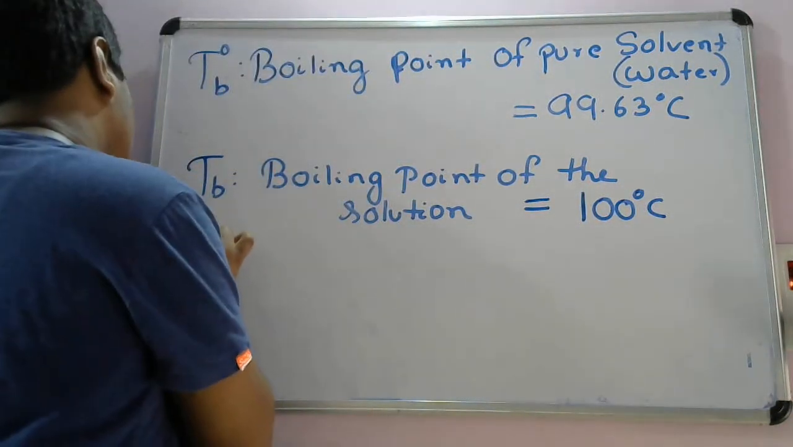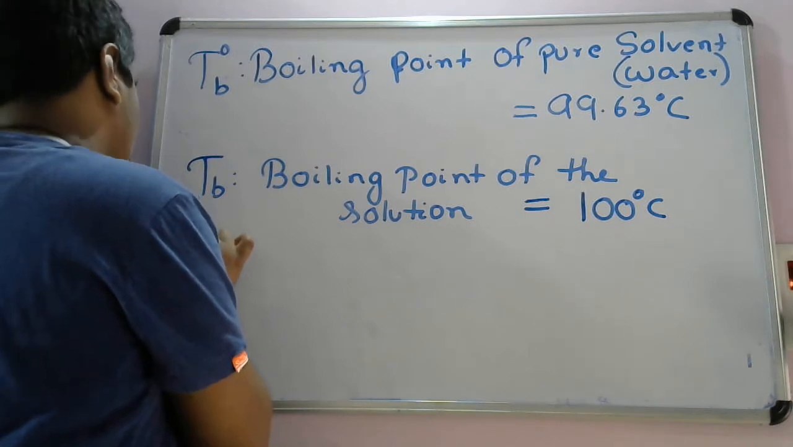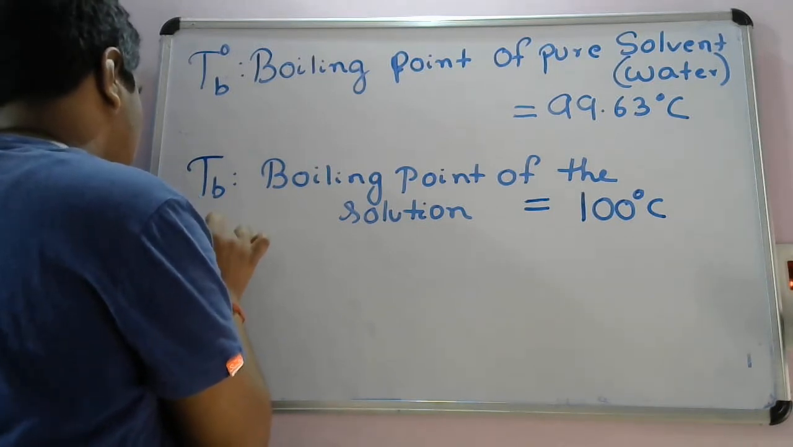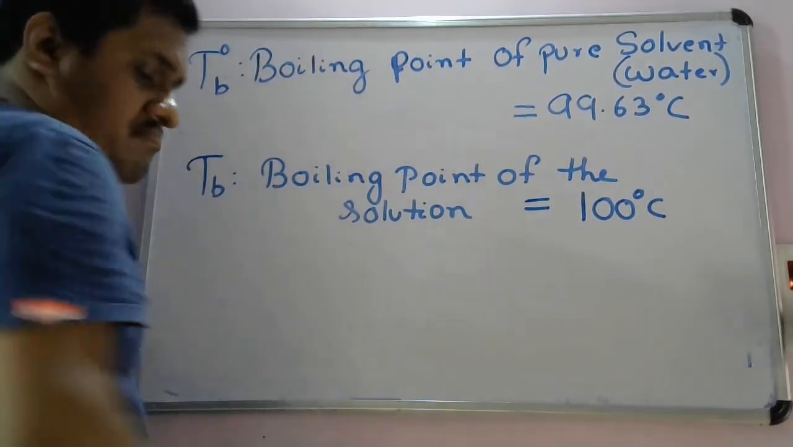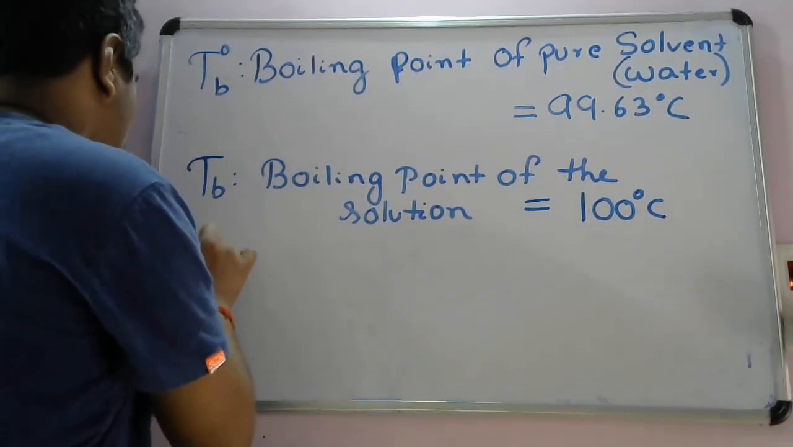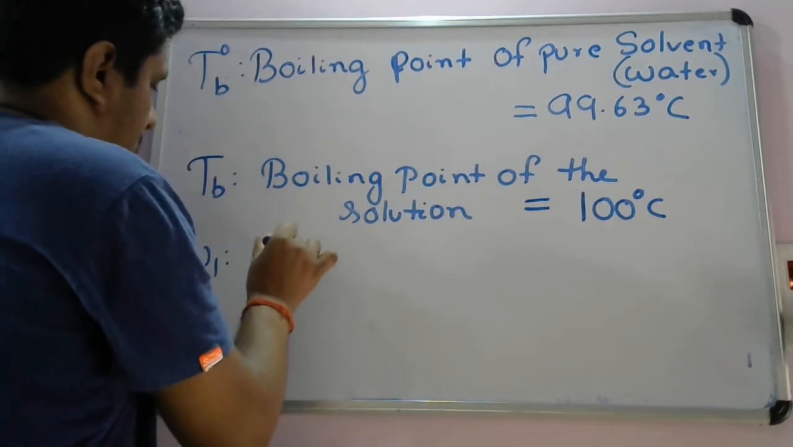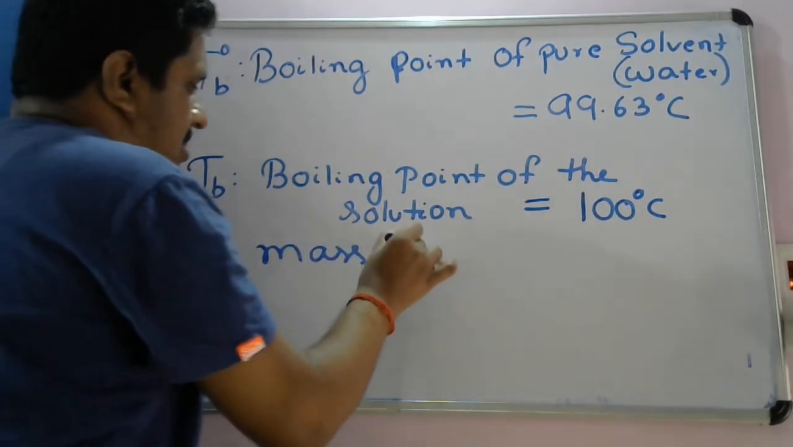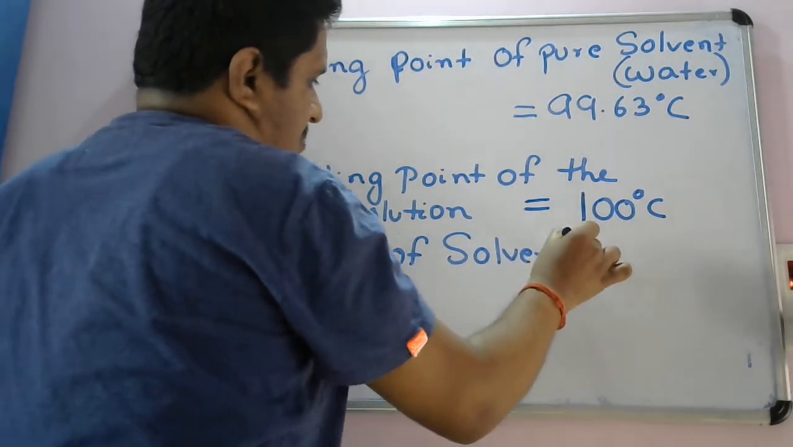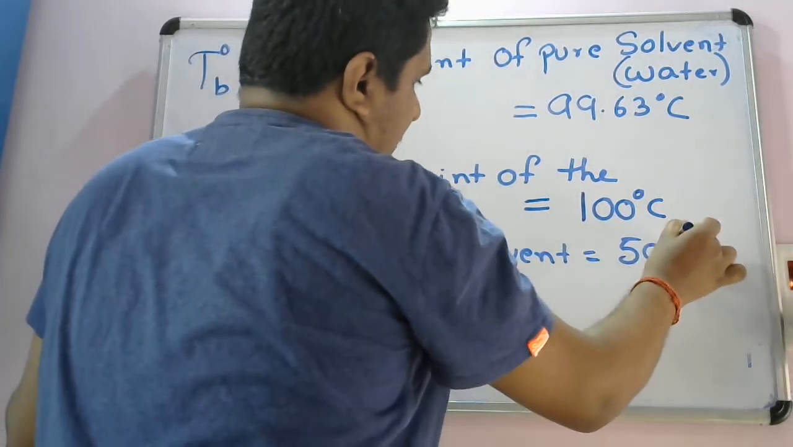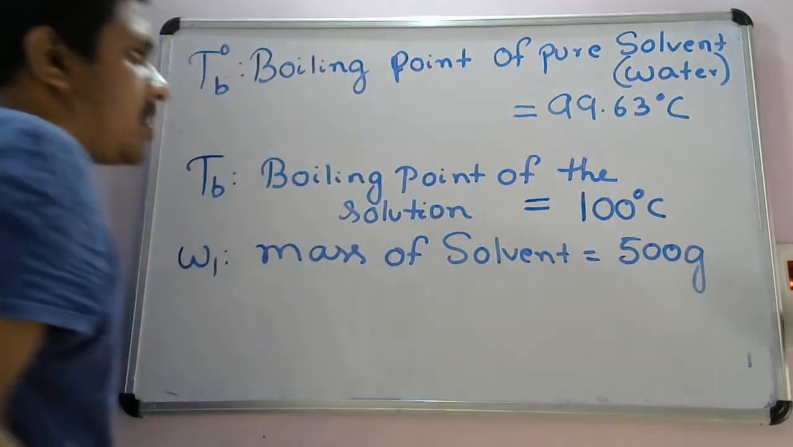Now, the mass of solvent, that is W1. The mass of solvent is known to us. Again I am repeating, the solvent is water. The mass of solvent is given to be 500 grams.